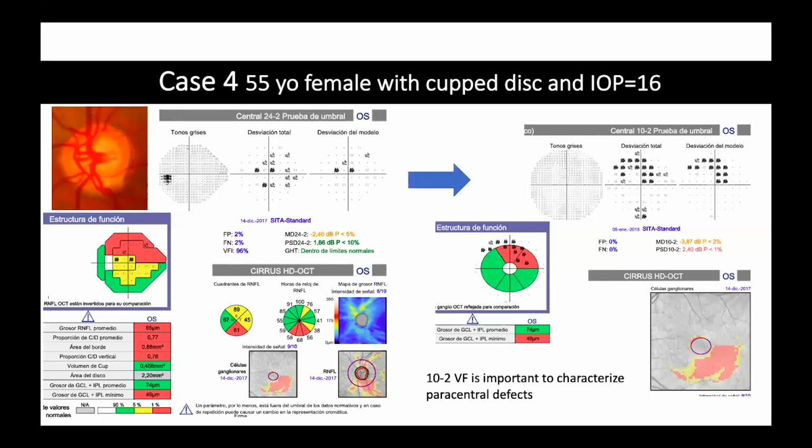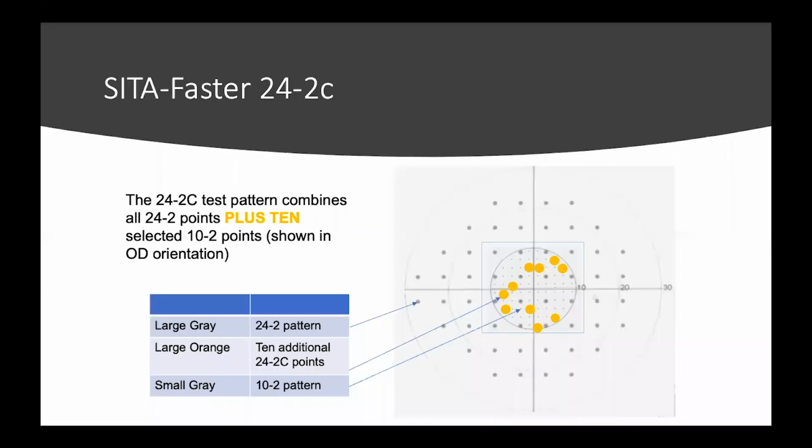So 10-2 is important to characterize pericentral defects. In this line, we will now have a new strategy called the SITA-Faster 24-2C that tries to integrate 24-2 and 10-2 together.